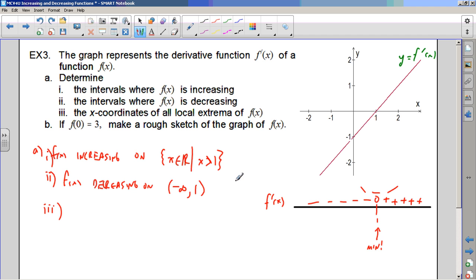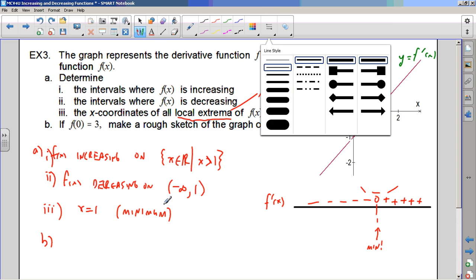The x coordinates of all local extrema. Local extrema. What does that mean? This is mins and maxes, right? Well, just there. x equals 1. And we know it's a minimum. Okay? Dandy. What's next? Oh, if f of 0 is 3, make a rough sketch of the graph of f of x.